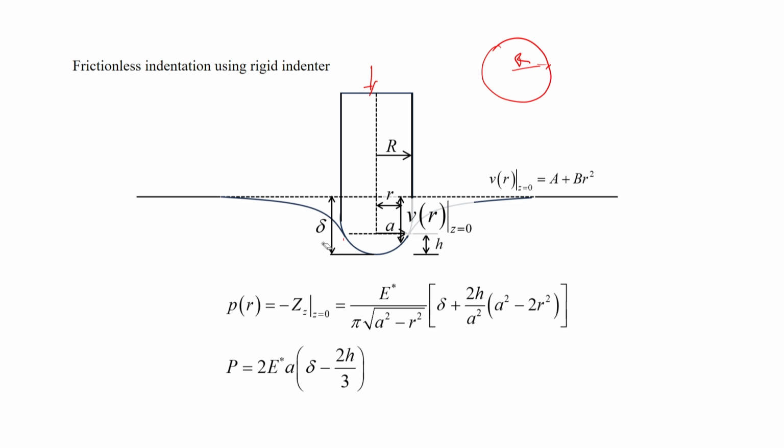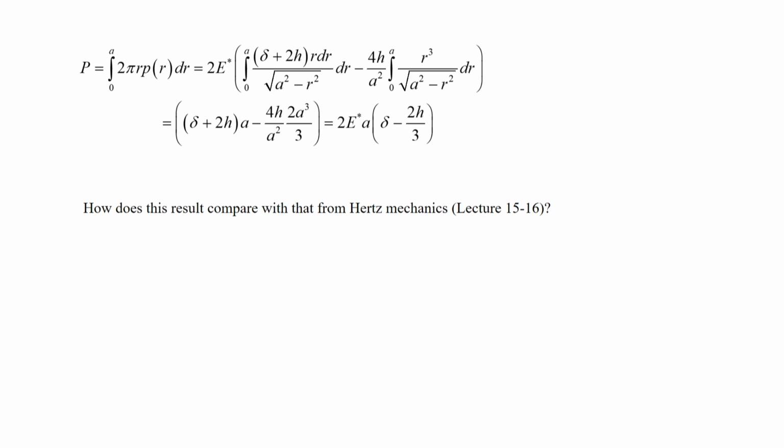In terms of delta, h and a, where h is the height to which this indenter comes in contact with this elastic half space, the total pressure applied is given by this equation: 2 E star into a into delta minus 2h by 3. Now the question is, we had derived a similar expression using Hertz mechanics. Can we get that Hertz result back from this one?